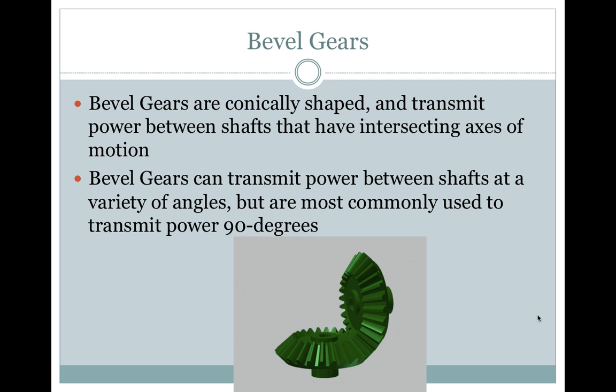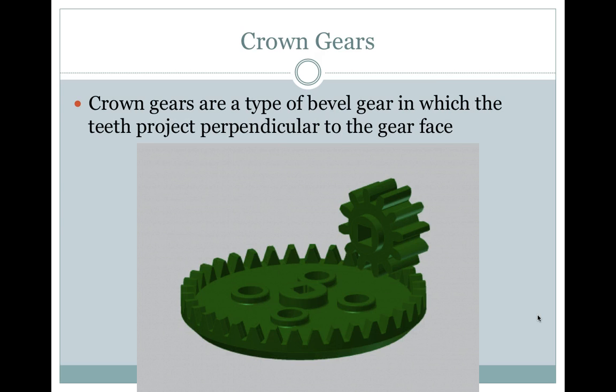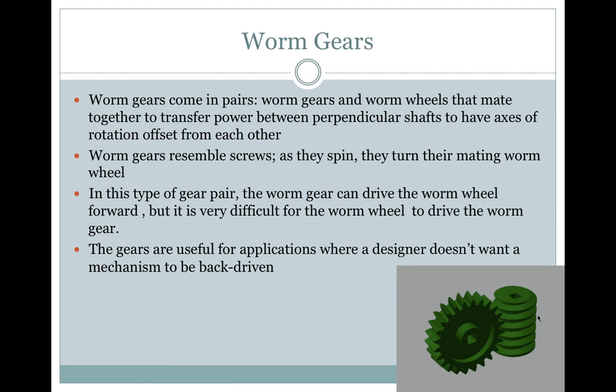Bevel gears. Bevel gears are conically shaped and transmit power between shafts that have intersecting axes of motion. Bevel gears can transmit power between shafts at a variety of angles, but are most commonly used to transmit power at 90 degrees. Crown gears. Crown gears are a type of bevel gear in which the teeth project perpendicular to the gear face.